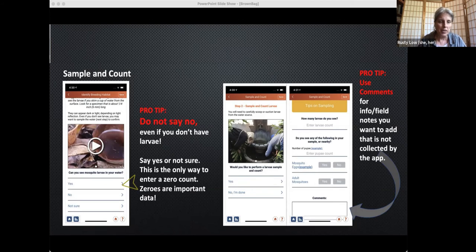Another pro tip is when it asks, can you see mosquitoes in your water? You can say yes or no, but with the app as it is now, we want you to say yes. And then you can say how many larvae do you have, and say zero. Because the way the app was set up previously, we were not getting that important zero data. We realized that right away, and we're trying to change that. Always say you want to make a count and then say zero, even if you see nothing, because that's helpful.